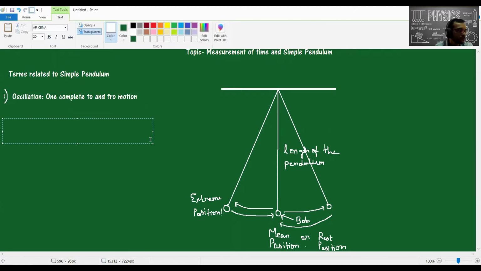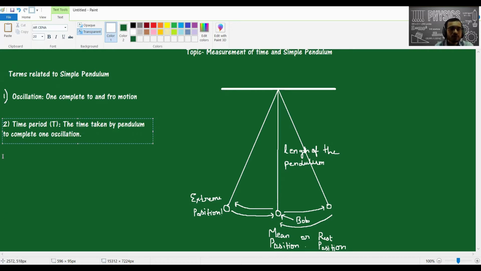Next topic we did was time period of oscillation. Time period is denoted by capital T. So time period is the time taken by the pendulum to complete one oscillation.